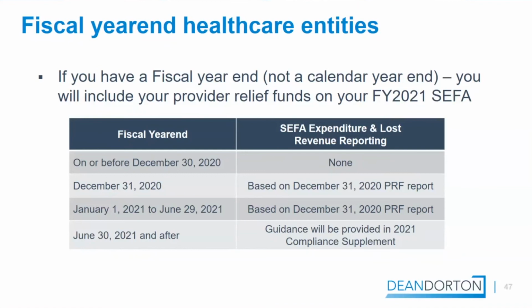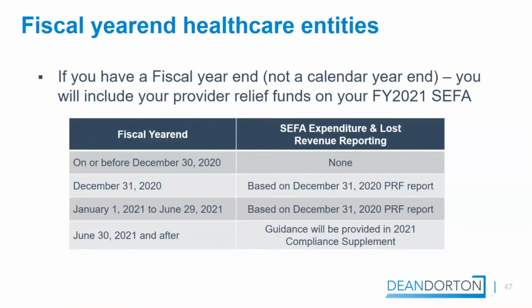you will include what you report to HRSA on your December 31st schedule of expenditures of federal awards. If you have a fiscal year-end between January 1, 2021 and June 29, 2021, you will base what you report off of your December 31st, 2020 reporting requirement to HRSA.